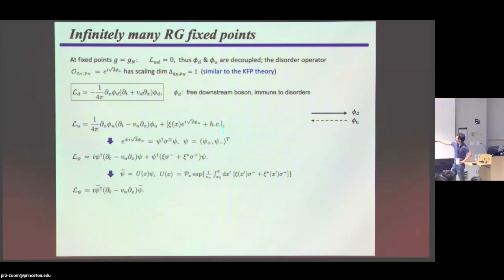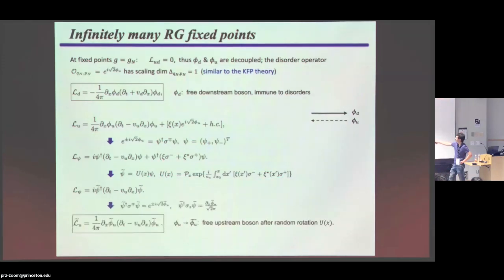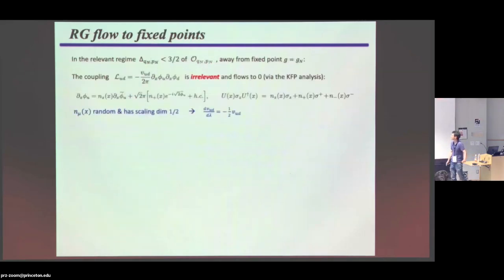But for the upstream mode, the disorder terms again can be eliminated by fermionization, then doing the random spatial rotation, then bosonizing it again back to a randomly rotated phi tilde basis. So under this transformation, eventually you flow to this free boson fixed point action, where you have a downstream free boson mode and an upstream free boson mode after random rotation. And similarly, if you do a perturbative analysis near this fixed point, you can show the couplings between upstream and downstream modes are irrelevant.